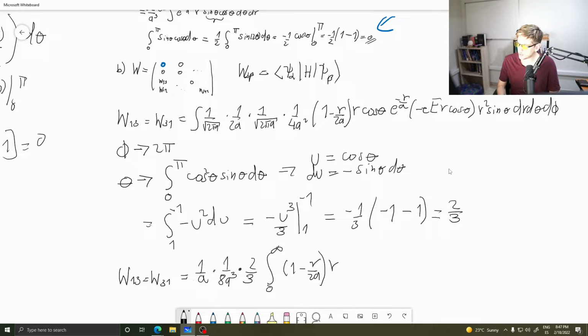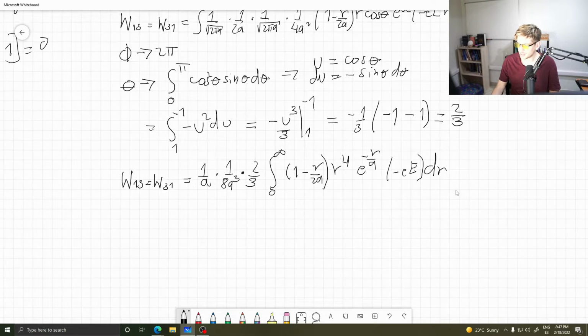Then we get how many r's? 1, 2, 3, 4. So we get r to the 4th here, e to the minus r over a. And do not forget about the minus e. I guess I could have taken it out of the integral, but I didn't see it in time. I'll do it later. Okay, so this is the integral that we want to solve.